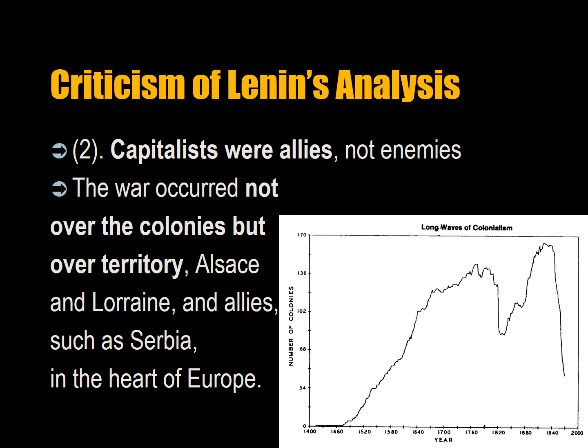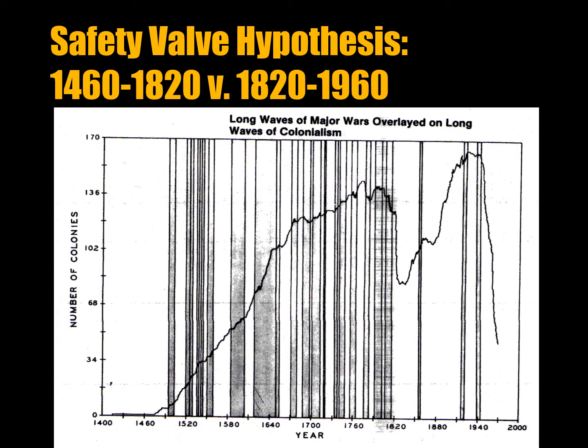After 1820, we have a different process, with fewer major power wars. So there's a question as to when the safety valve hypothesis works to create peace and when it doesn't have a presence. Here you can see long waves of major wars overlaid on long waves of colonialism.